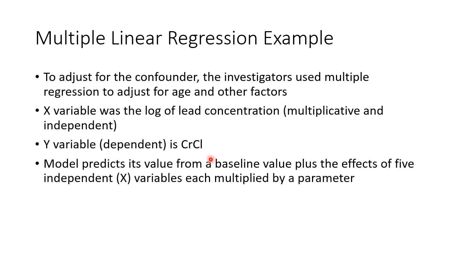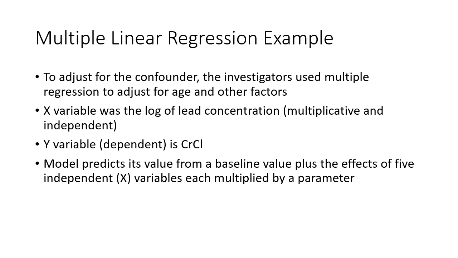All right. So to adjust for the confounder, they were going to use multiple regression, and they were going to adjust for age and also several other factors as well. And just note that here on our lead concentration, they're using the log of the lead concentration. It's still an independent variable, but because they're looking at a wide range of concentrations, using the log tends to be a little bit easier for them.